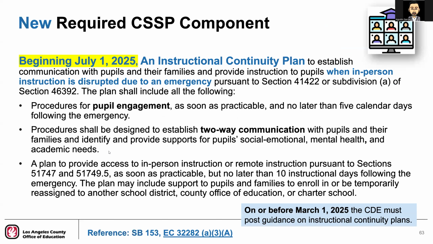For Senate Bill 153, revisions to Ed Code require the Comprehensive School Safety Plan to add an additional instructional continuity plan to establish communication with pupils and their families when in-person instruction is disrupted due to emergency situations that force school closures, such as our recent experience with the COVID pandemic and natural disasters. Included on the slide are 3 components to be addressed in the instructional continuity plan. Procedures for pupil engagement following the emergency must be defined. Additionally, procedures that establish two-way communication with pupils and their families and provide support for pupils' social, emotional, mental health, and academic needs.